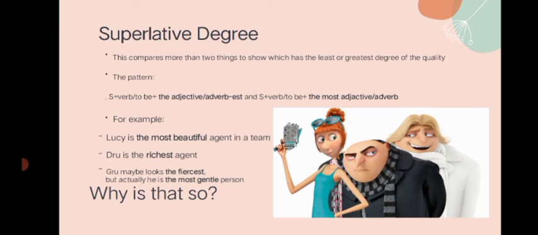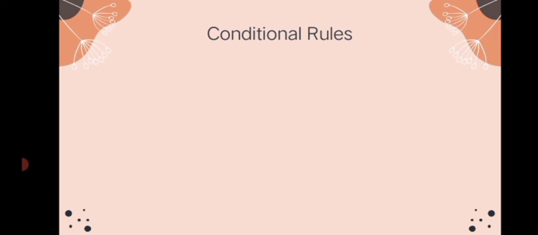So the question is, why does the superlative degree also have two patterns using est and the most? It's not really different from the previous one about the conditional rules. In the superlative, we also have rules based on the syllables.